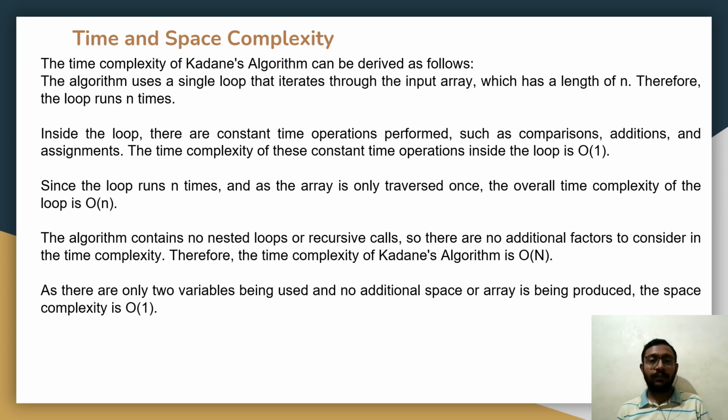so it is big O of 1. Since the input array has a length of n and the for loop runs n times, the array is only traversed once, and the overall time complexity of the loop is big O of n. The algorithm contains no nested loops or recursive calls, so there are no additional factors to consider in the time complexity besides the for loop. Therefore, the time complexity of Kadane's algorithm is big O of n. Now talking about the space complexity, as there are only two variables being used and no additional space or arrays being produced, the space complexity is big O of 1.